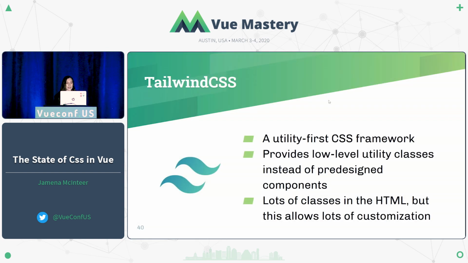So Tailwind CSS, this is a CSS framework. It's not a Vue or a UI framework. It's a utility-first CSS framework. So it provides low-level utility classes instead of pre-designed components. So what does this mean?